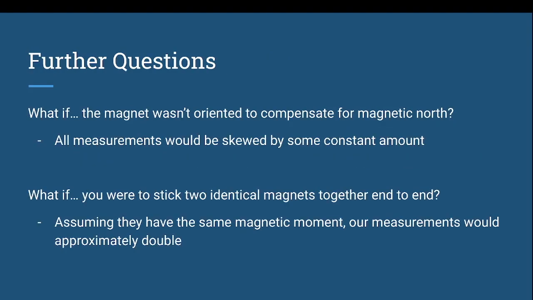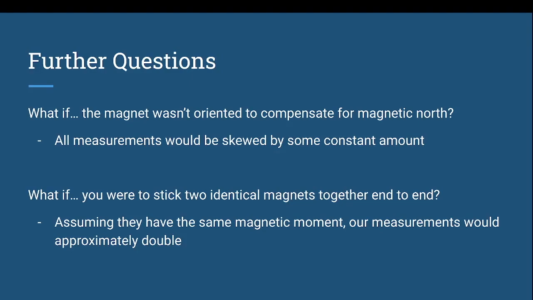Some further questions that may be asked after conducting this lab are, what if the magnet wasn't oriented to compensate for the magnetic north prior to starting this experiment? All of our measurements would be skewed by some constant amount caused by the Earth's magnetic field. The magnetic field of the Earth would have to be accounted for after data collection, which would make it a lot more complicated than doing it in the beginning.